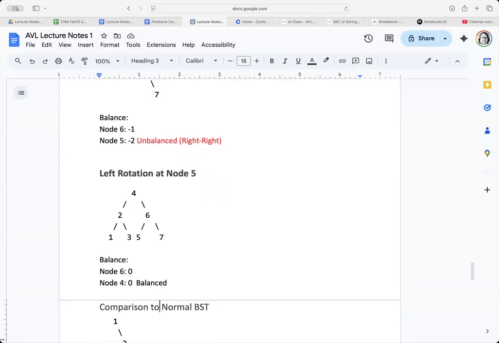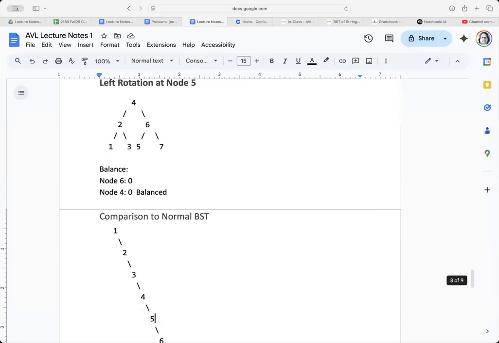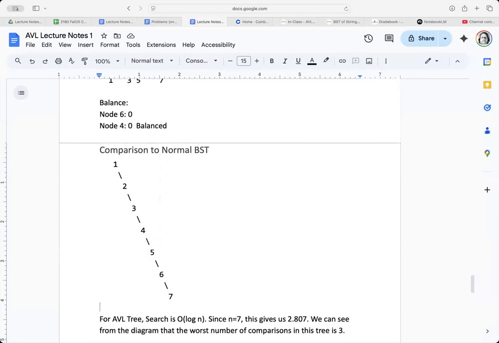Okay. So this is a binary search tree, but it's also an AVL tree in that we've self-balanced it. And it just happens in this case, because I picked it this way, that it's perfectly balanced. At node 6, we're at a 0, and at node 4, we're also at a 0. So it's balanced. Okay. Let's compare this to a normal binary search tree, which would look like this.